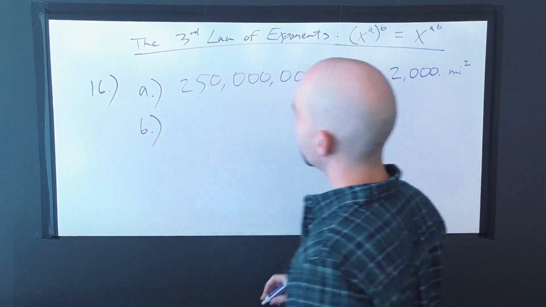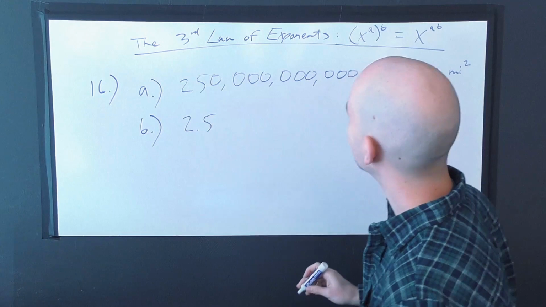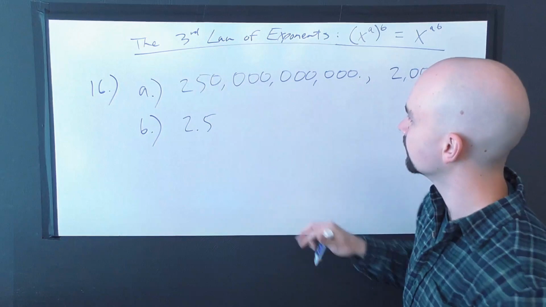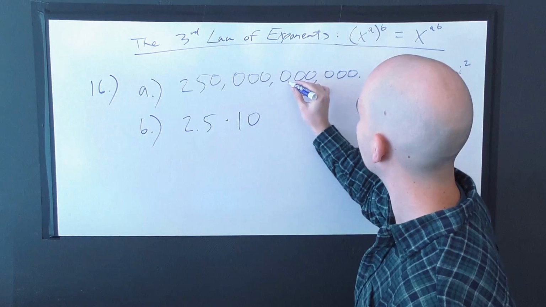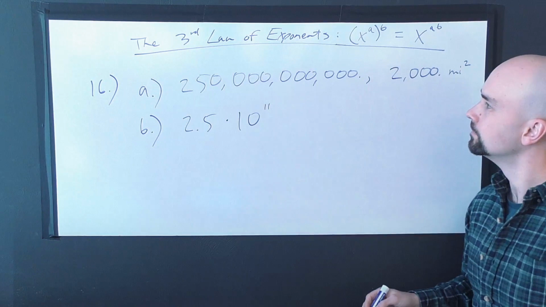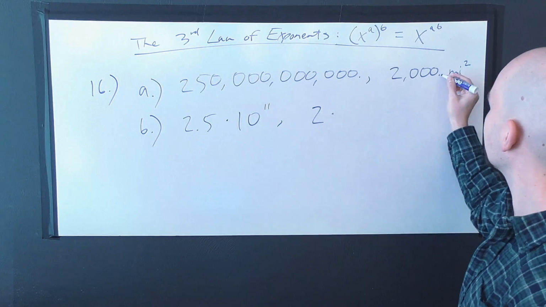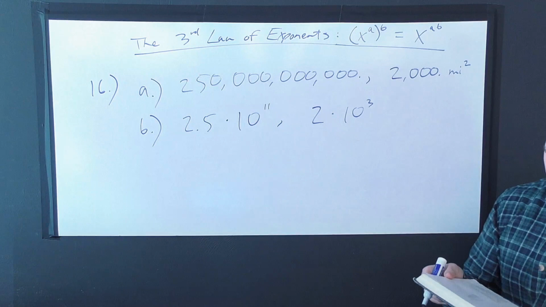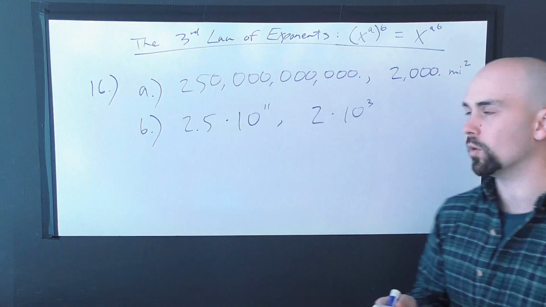All right, what's 250 billion in scientific notation? We make it 2.5 and then count how many decimal places we have to move to get it all the way from there to there. 1, 2, 3, 4, 5, 6, 7, 8, 9, 10, 11. 10 to the power of 11. And what's 2,000? Well, that would be 2 times 1, 2, 3, 3 places, so 10 to the power of 3. Now C, it says approximately how many locusts were there in each square mile of swarm?